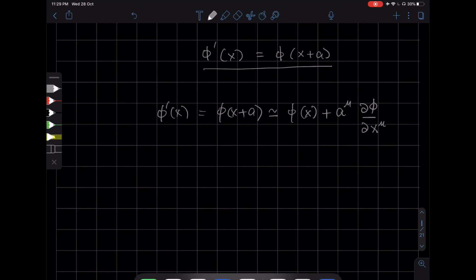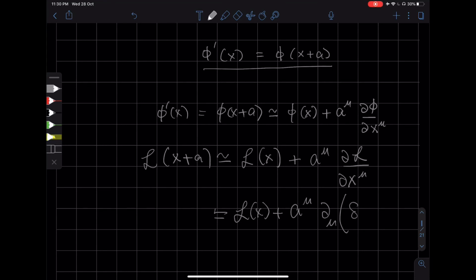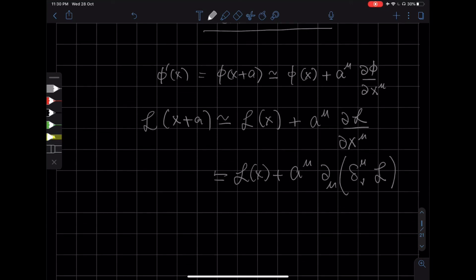And because the Lagrangian is also a scalar, the Lagrangian will also change in the same way, where we have the Lagrangian at x, and then a mu, the derivative of the Lagrangian with respect to x mu. But this we can rewrite as L of x plus a nu times the derivative with respect to mu, and inside the Lagrangian we get a Kronecker delta, delta mu nu.